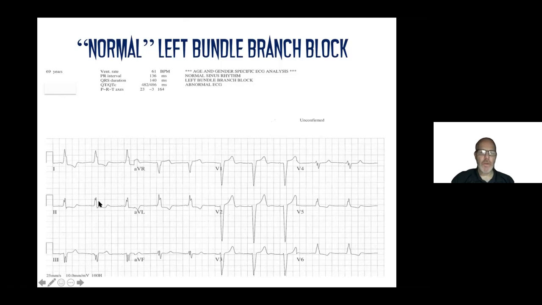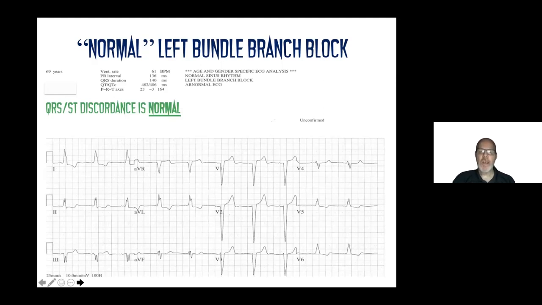Same thing in lead two. If you look in lead three, your QRS is going down and your ST segment's going up. And if you scour all of these leads, wherever the QRS complexes are going, the ST segments are going in the opposite direction. That's normal for left bundle branch block. And that is called QRS ST discordance. Discordance just means disorderly or basically opposite, right? So this is normal. You would expect to see that with a left bundle branch block.